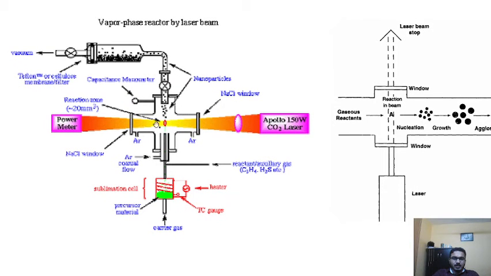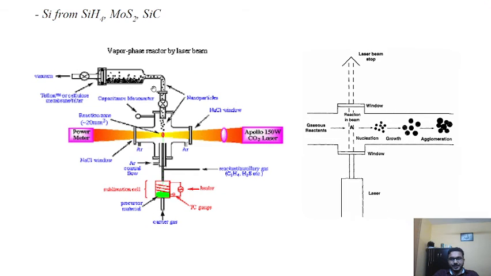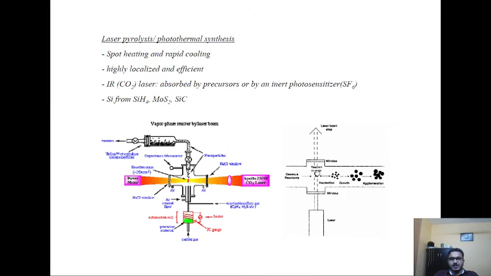And through this region nanoparticles are generated and they are gathered over here. The capacitance manometer is provided here. So this is the way it is happening. Through here we are providing the laser, and the laser beam stops at the top. Gaseous reactants enter in this chamber, followed by nucleation, growth and agglomeration. So this is about laser pyrolysis.